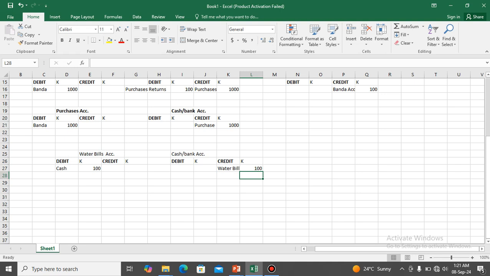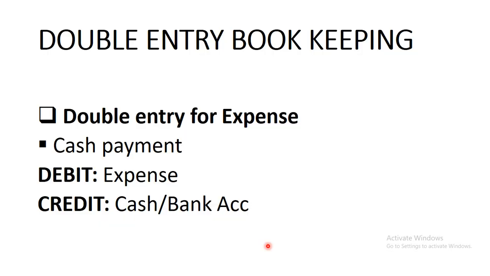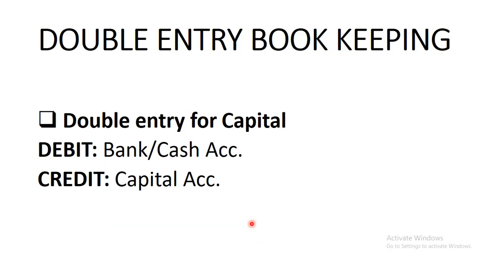And that's how you carry out the double entry for an expense. One, you debit the expense account and then you credit the cash or bank. Something that you need to have off the top of your head is that expenses are debited. Similar to purchases, expenses are always on the debit side. So now let's also look at the double entry for capital.